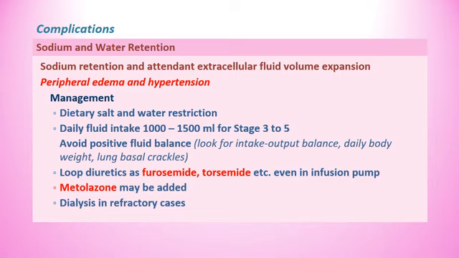How to check? Look at intake and output balance, daily body weight measurement, and lung basal crepitations on auscultation. Loop diuretics like furosemide, torsemide, etc., even by infusion pump. Metolazone may be added. Dialysis in refractory cases.